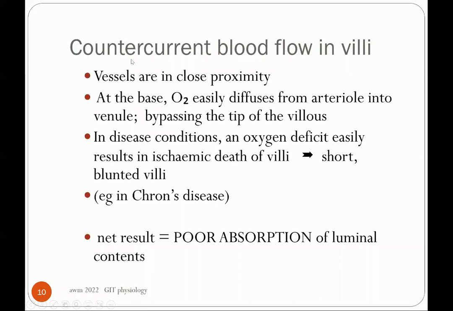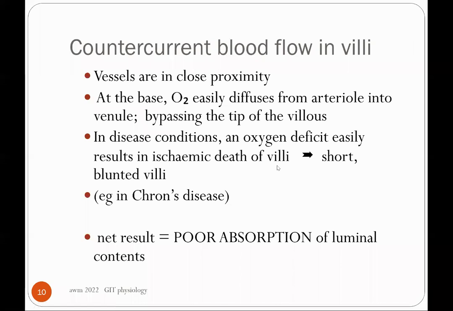So you have countercurrent flow in the villi, blood flow, and the vessels are in close proximity. So at the base, the oxygen easily diffuses from arterial into venule without necessarily traveling to the very tip of the villus. So in disease conditions, an oxygen deficit easily results in ischemic death of the cells of the villi, and you end up with short, blunted villi. This is what happens, for example, in Crohn's disease.